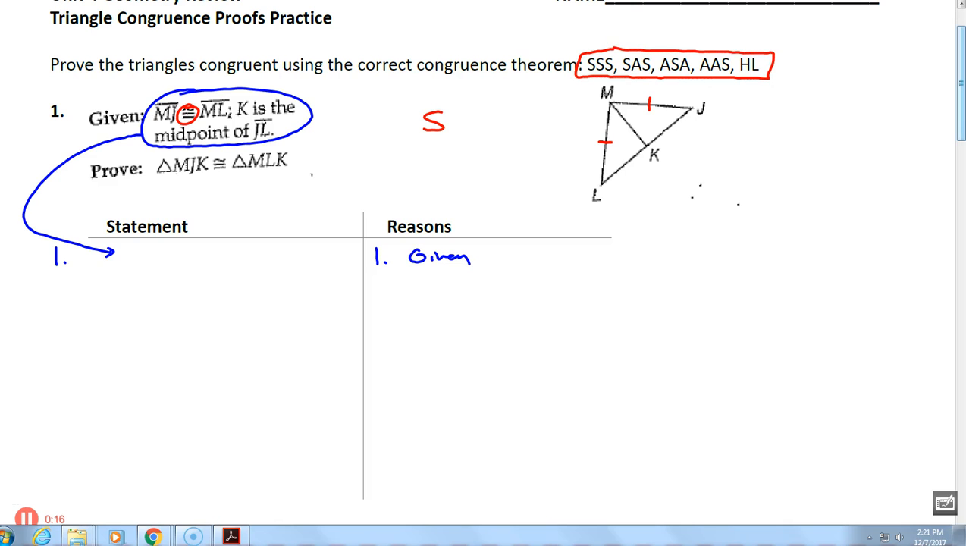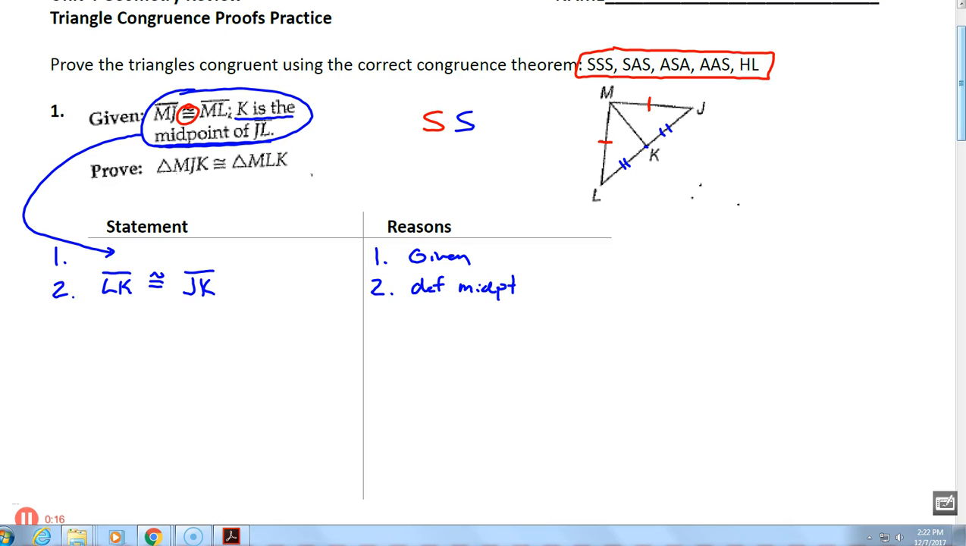So I need 3 parts always. I have 1 part right there. Well, then I'm looking for, I call it squeeze the juice out of the other clues in the given. So I have another clue here that K is the midpoint, the middle point of JL. So if K is exactly in the middle of JL, I believe that I can say segment LK is congruent to segment JK. All right? And why? Because I know what the definition of a midpoint is. Definition of midpoint. So that gave me another S. So now I have 2 S's.